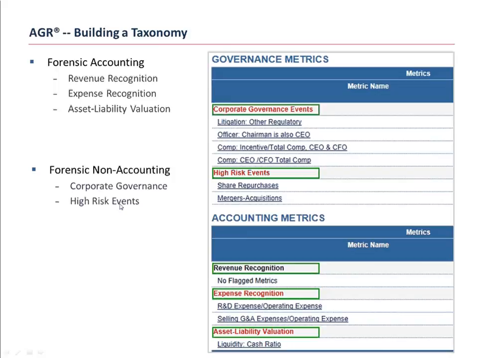In fact, to this day, more than a decade after AGR was introduced, if you go onto the GMI Analyst application, you'll see this identical taxonomy still in place. Here's a snapshot from a random company to the right. Note the 5 categories within the taxonomy: corporate governance, high-risk events, revenue recognition, expense recognition, and asset-liability valuation.